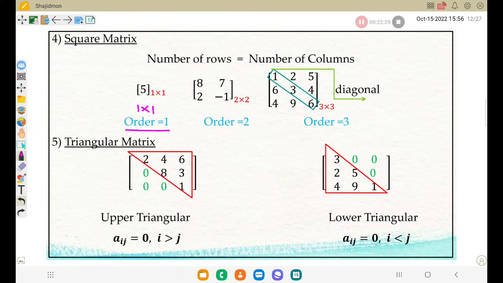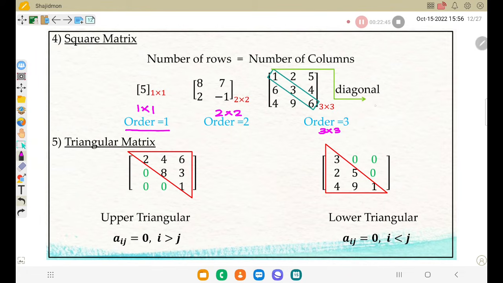For example, 1 means 1 by 1. Now, order 2, what is the meaning? It is a square matrix of order 2 by 2. Order 3 means it is a square matrix of order 3 by 3. So if it is a square matrix, we can write the order as a single number.